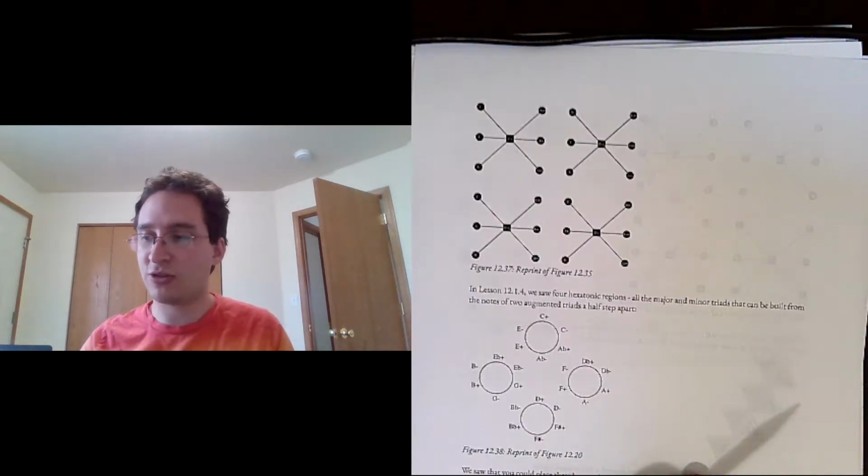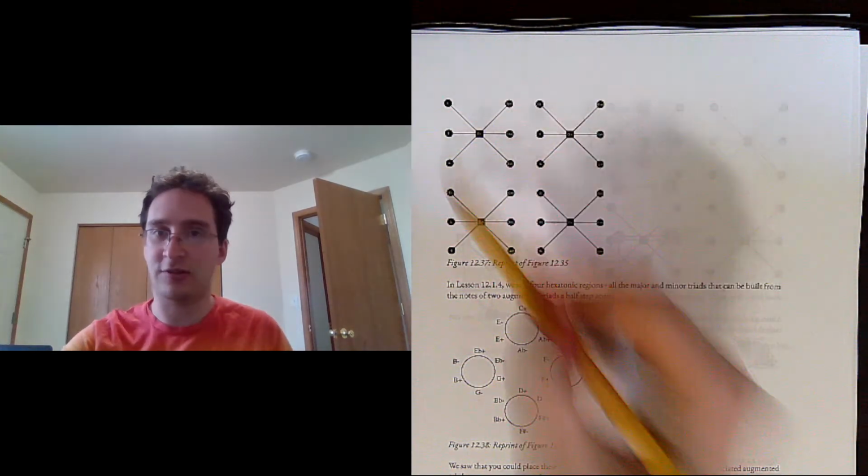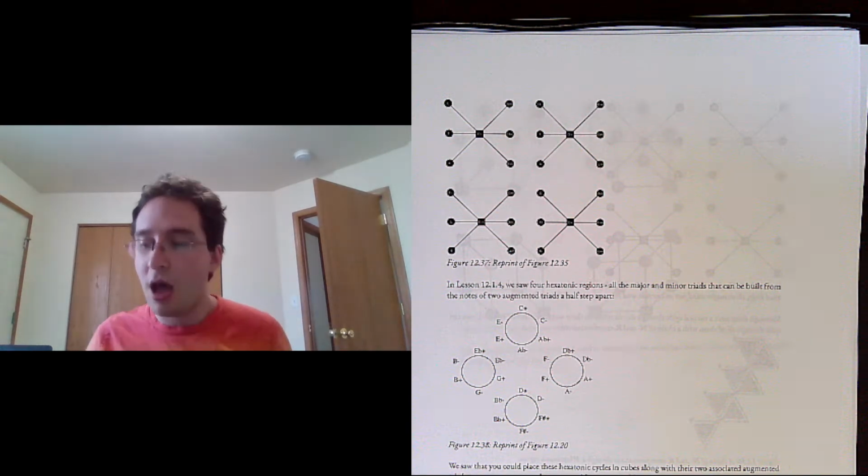Welcome to lesson 12.2.3 on cube dance. So let's just pause for a moment and take stock of what we have so far. We've seen four distinct Weitzmann regions, each of which clusters around an augmented triad and is one half step away from that augmented triad. We previously saw four different hexatonic regions, all the major and minor triads that can be built from the notes of two augmented triads a half step apart. So you have your four Weitzmann regions and your four hexatonic regions. Are these the same? No, they're not the same.